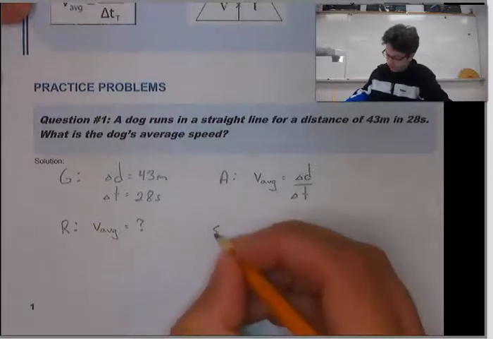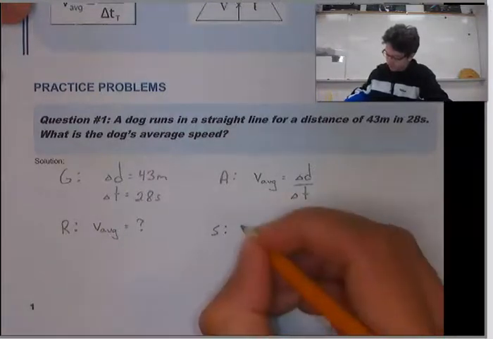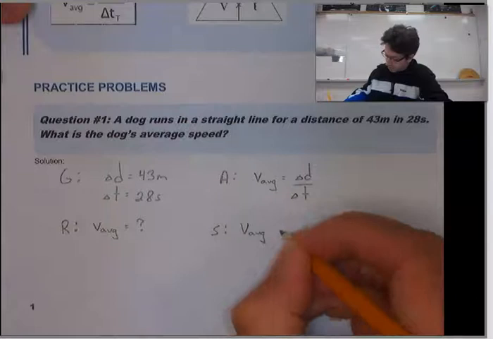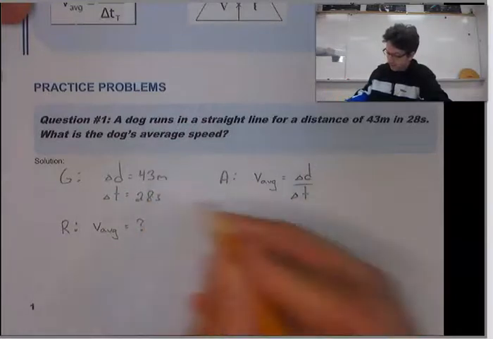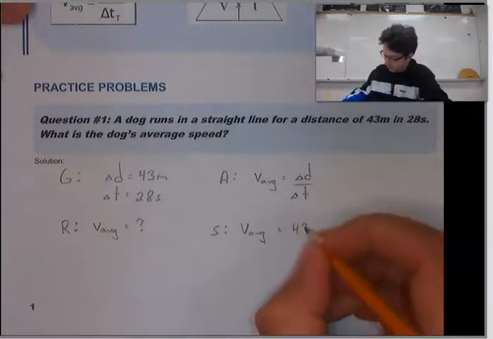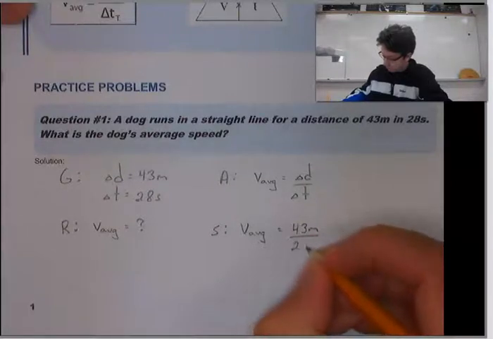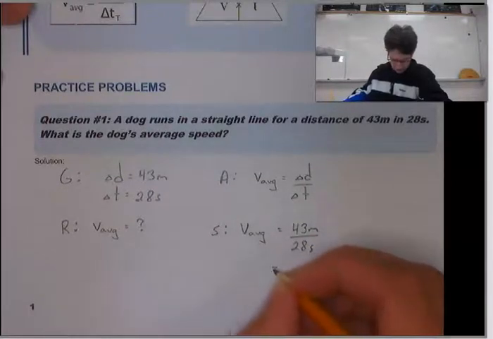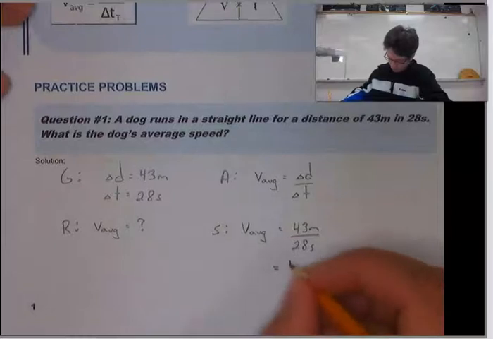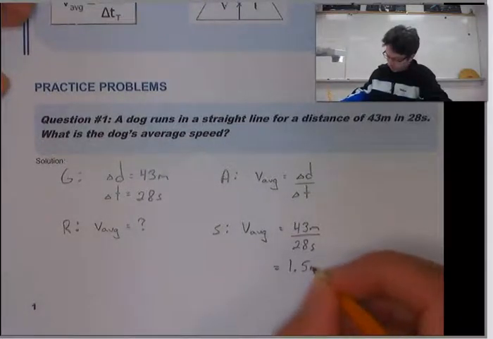Okay, now we're going to solve. So average speed, we can plug in distance and time with our given, so 43 meters over 28 seconds. We use our calculators, we get 1.5 meters per second.